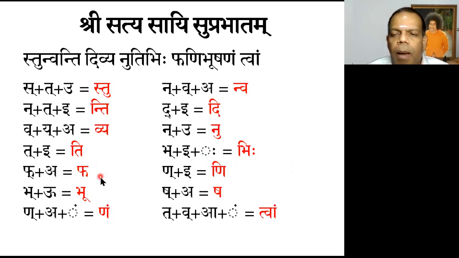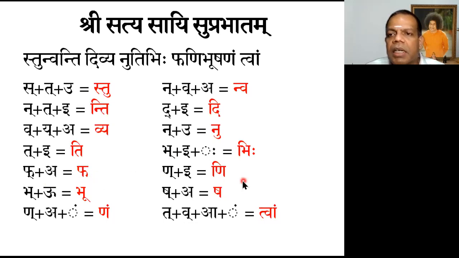The next letter is pa, which is the second letter in the pa varga. It's up plus a, it's pa. Many people pronounce it as fa also. It's more common in the northern part of India. I think because of Persian influence or Urdu influence. But the right Sanskrit pronunciation is pa, with extra air, which is pha. So pha.